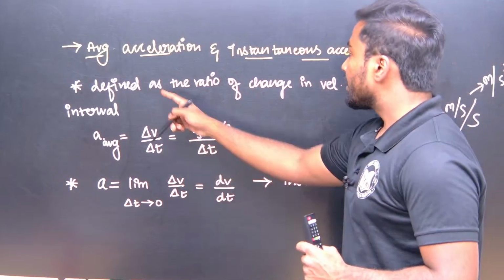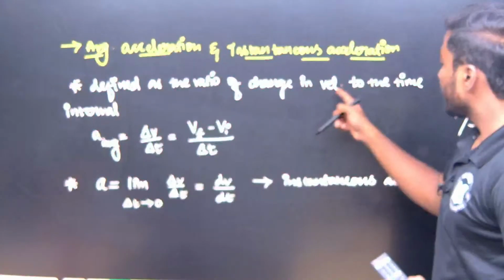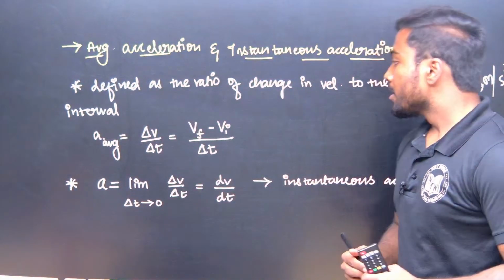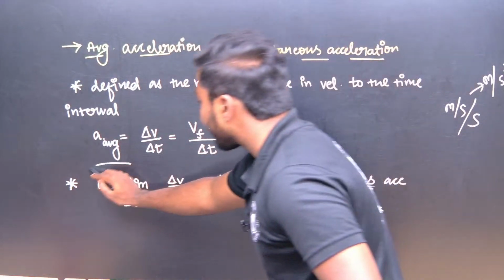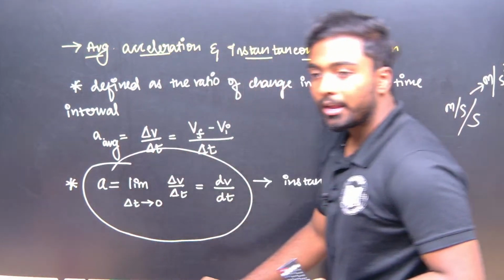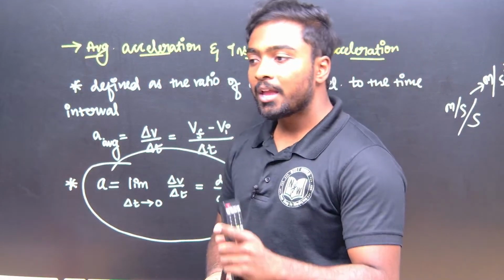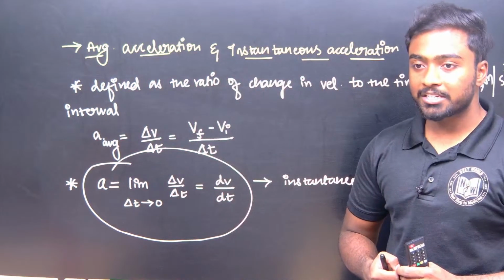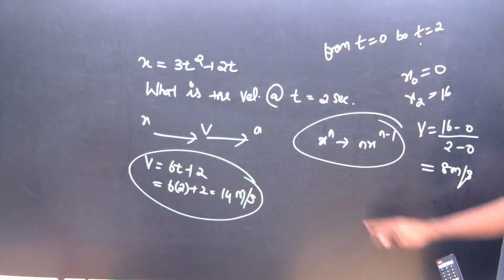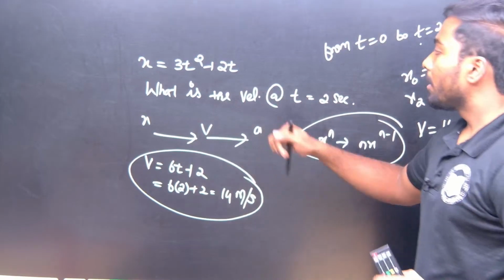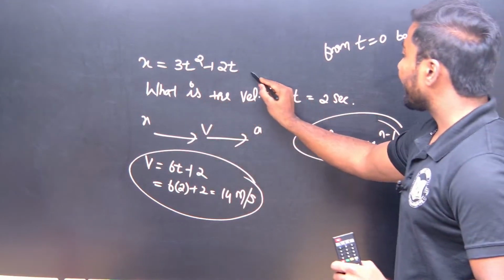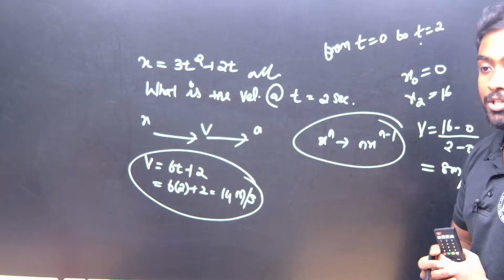Acceleration is defined as the ratio of change in velocity to the time interval, so final velocity minus initial velocity by delta t, the change in time. Then instantaneous acceleration: if the velocity equation is given and I differentiate, I will get the acceleration. In this case they are asking for the acceleration at time t equals 2 seconds.